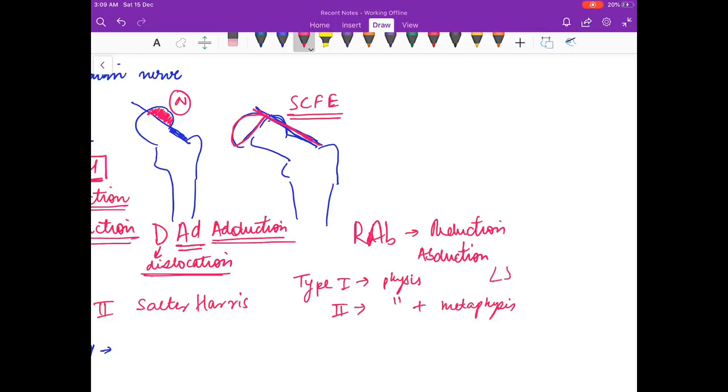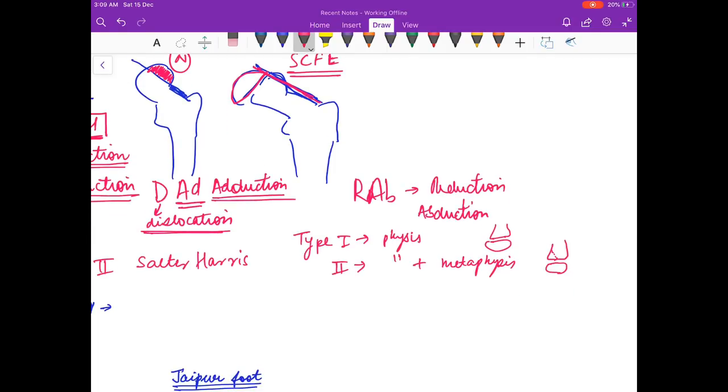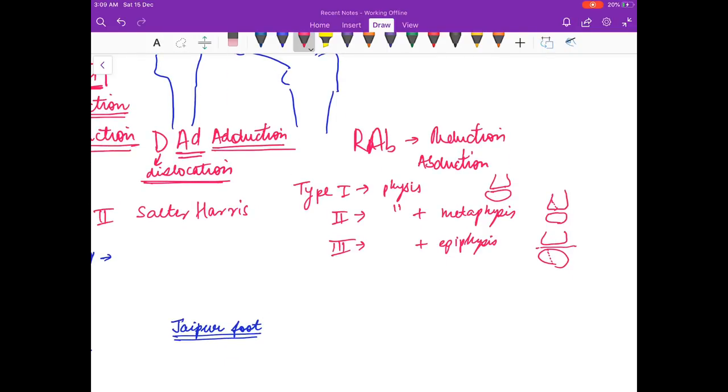Fracture line passes through physis, and here the fracture line passes through physis plus metaphysis. Okay friends, in type 3 the fracture line passes through physis plus epiphysis. In type 4 Salter Harris classification, fracture line passes through all three above. And type 5 is crushed injury.